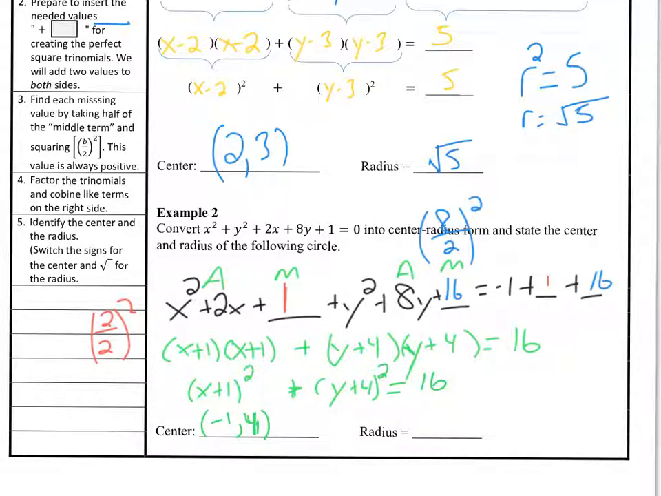Negative 1 comma 4, and the radius. So again, if r squared equals 16, this one's pretty easy. The radius is 4. Move on to the next page. All right.